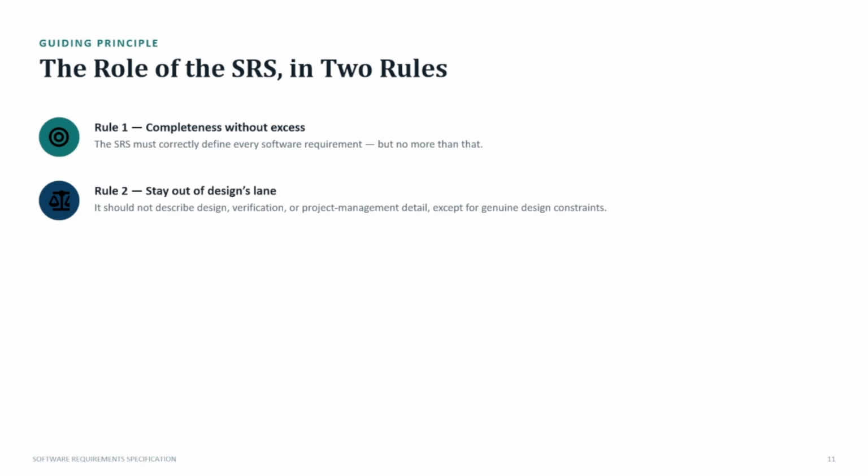Then the role of SRS. There are two roles of SRS. The first rule is completeness without excess. There should not be extra, but it should be complete. SRS must correctly define every software requirement, but no more than that. It should stay out of the design lane. You should not discuss design, verification, or project management, except for genuine design constraints.